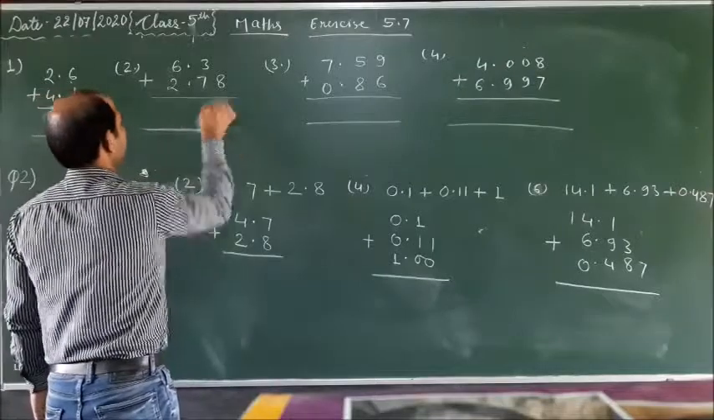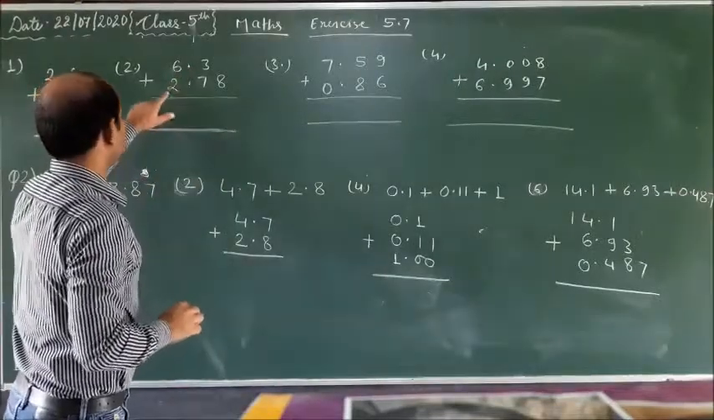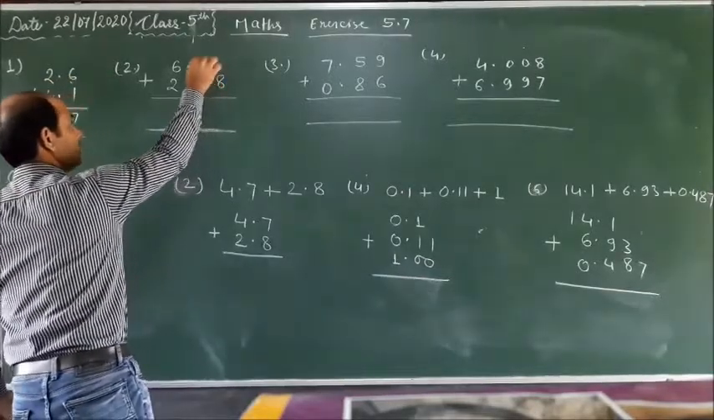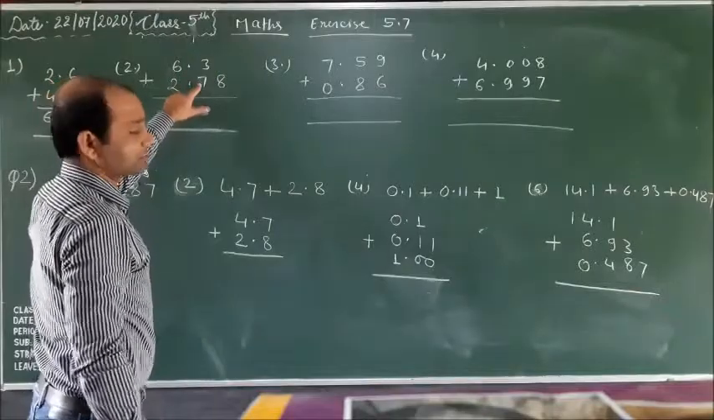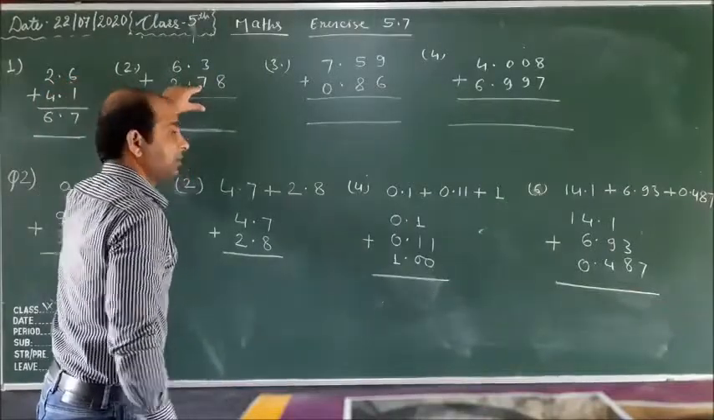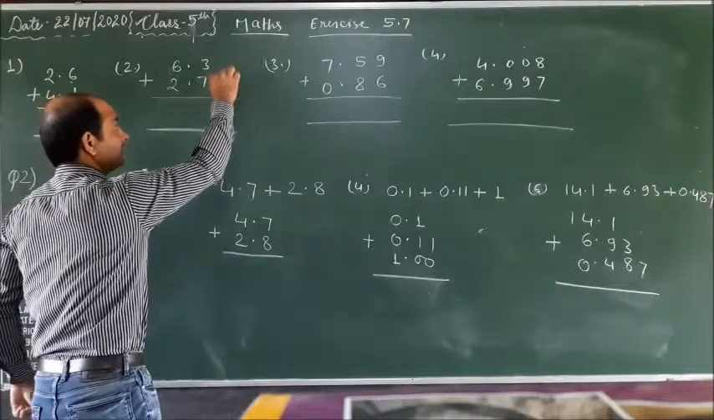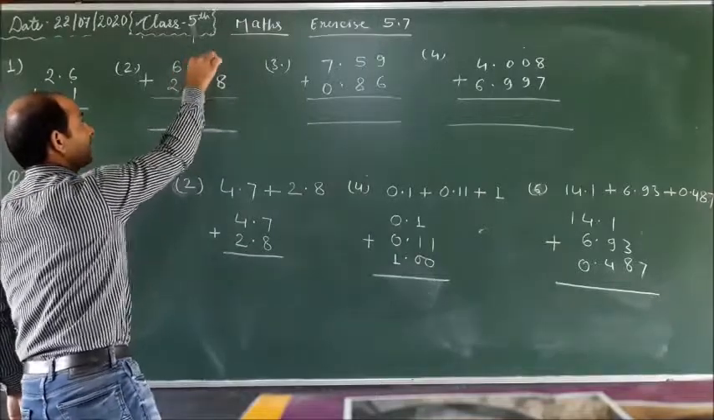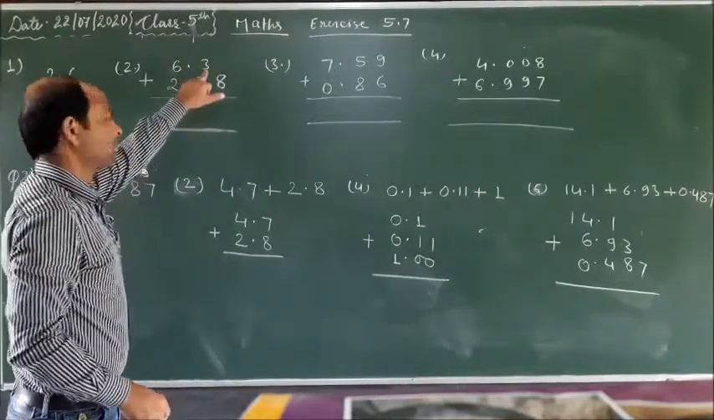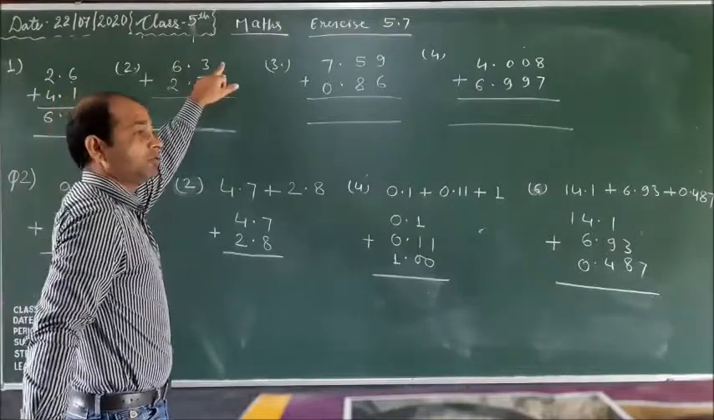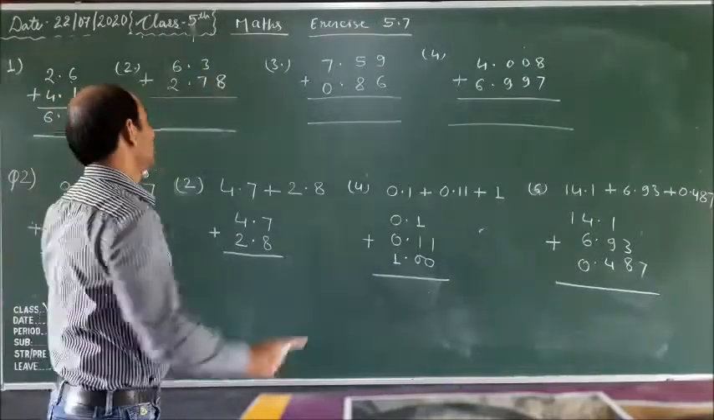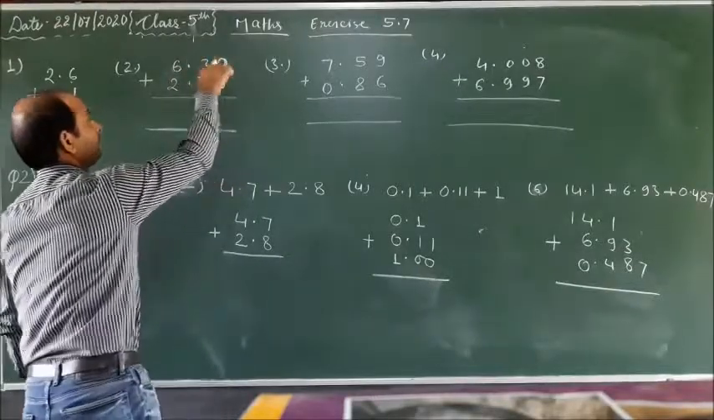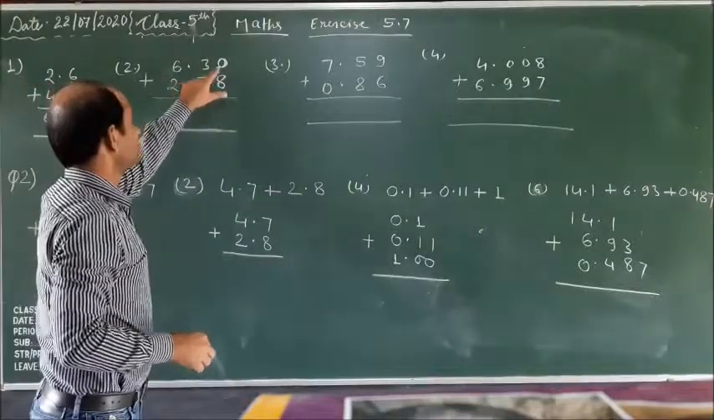Now the second question: 6.3 plus 2.78. So dear children, 3 is written in the 10th place and 7 is also written in the 10th place, and 8 is written in the 1000th place. But in this number 6.3, only 3 is written in the 10th place, and in the 1000th place there is no number. So we make the like decimal. Like decimal means we increase 1 zero, 3 0.